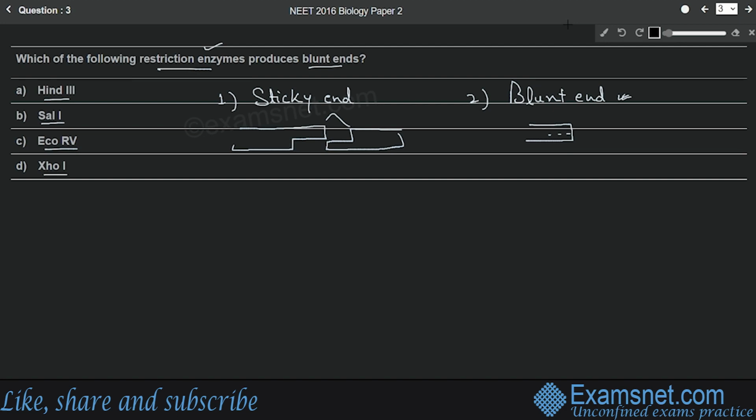Now if we talk about the options, except EcoRV, all are having sticky ends. Hind 3, Sal 1 and XHO1 have sticky ends. Only EcoRV produces blunt ends. So option C will be the correct answer.